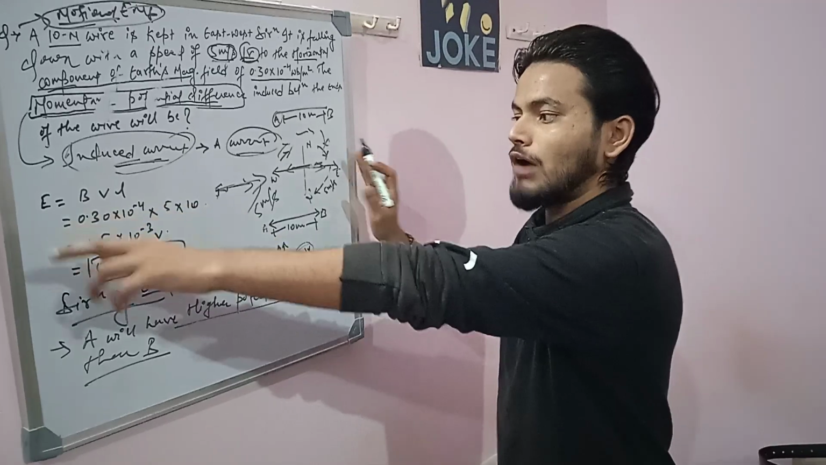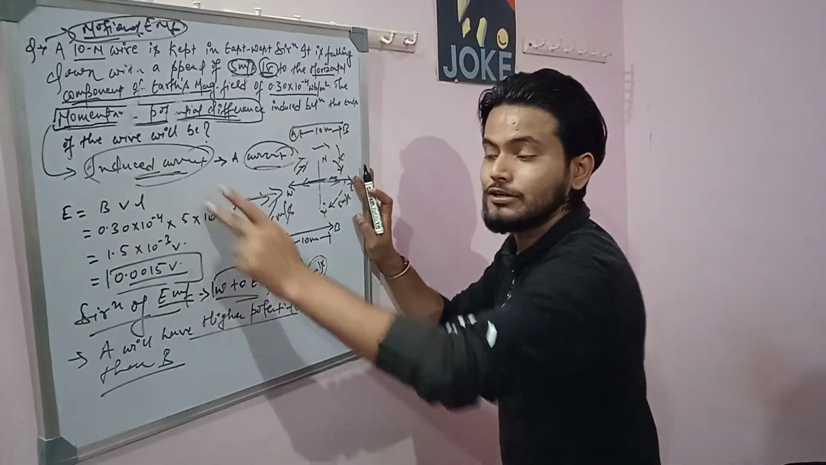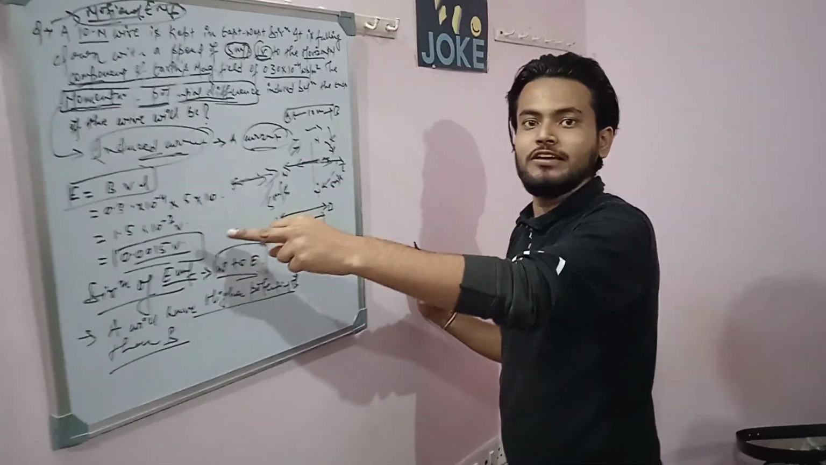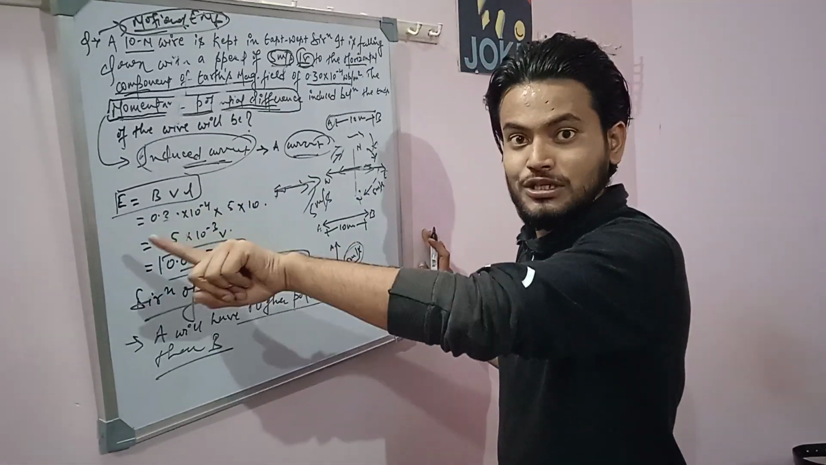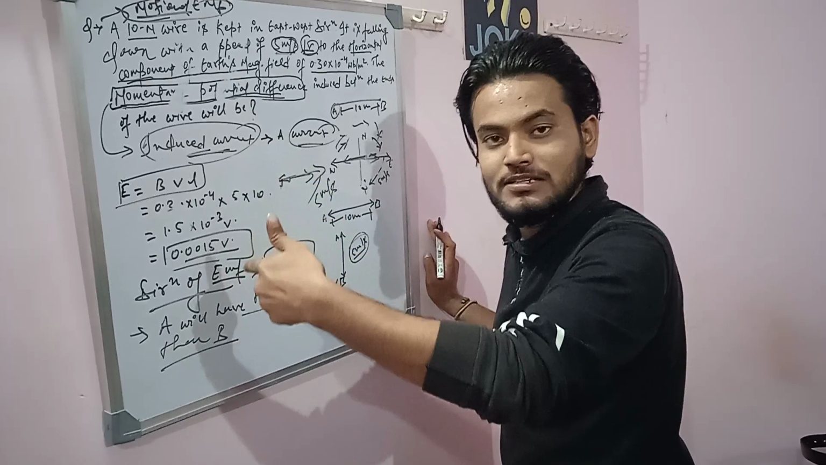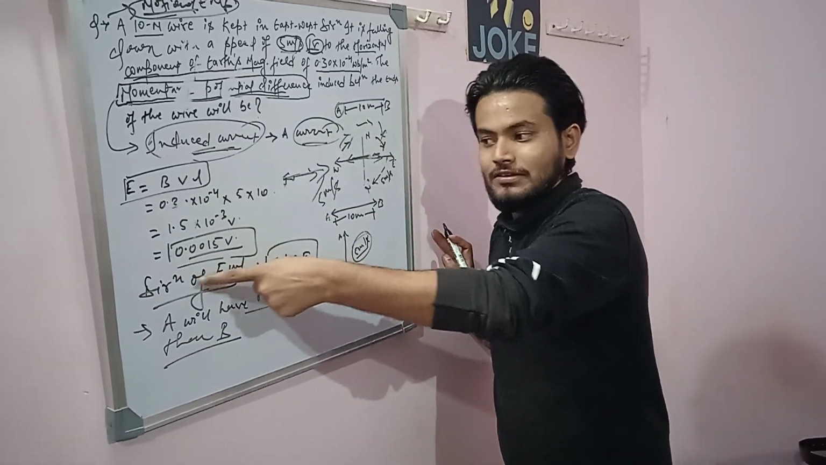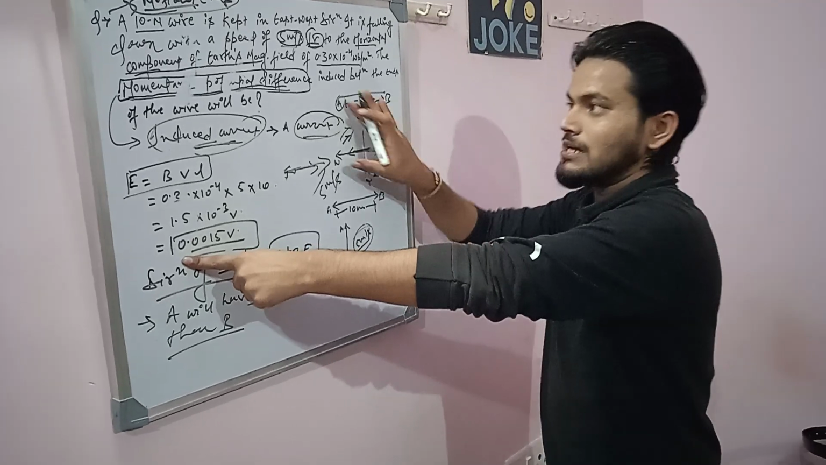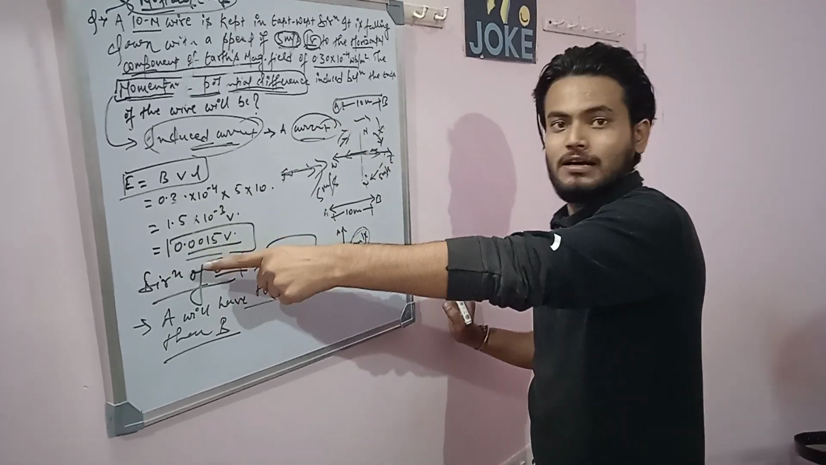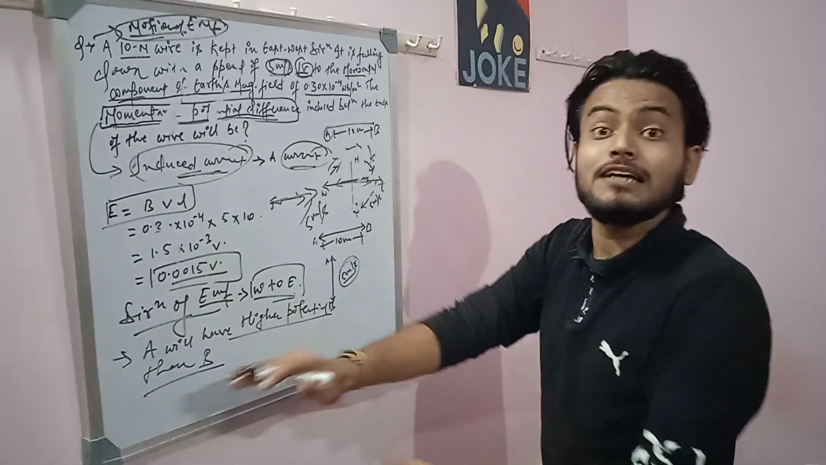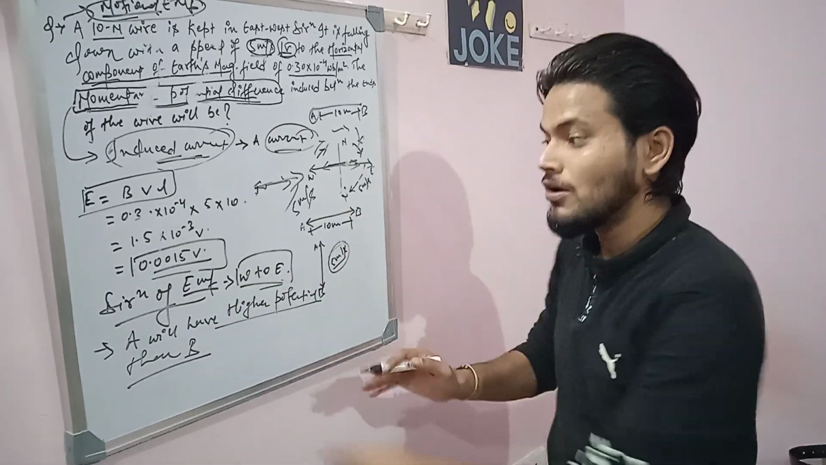So how do we find the EMF or the induced current? Directly by the formula. The formula is E equals BVL, where B, V and L are always perpendicular to each other. B is the magnetic field, V is the velocity, L is the length. Directly put in the values and get the answer. Now from here, the question asked is what is the induced EMF, what is the potential difference. Suppose they ask you the direction of that EMF, what will you do?